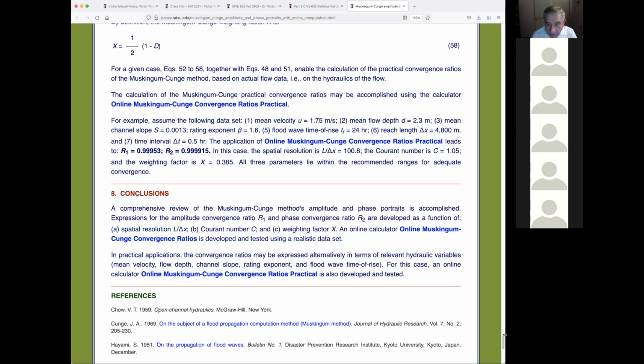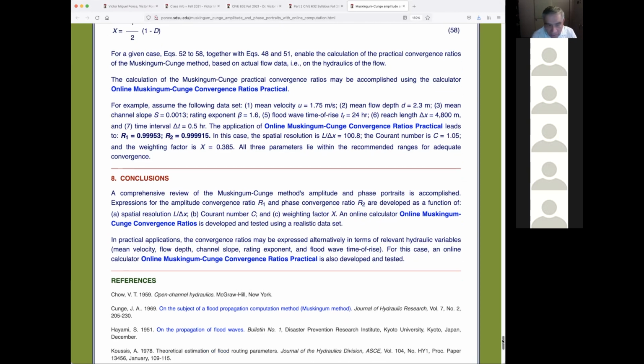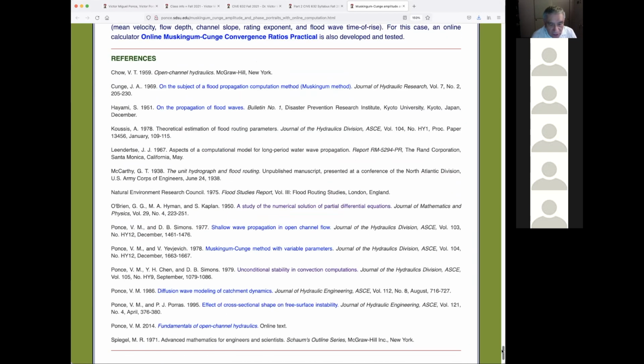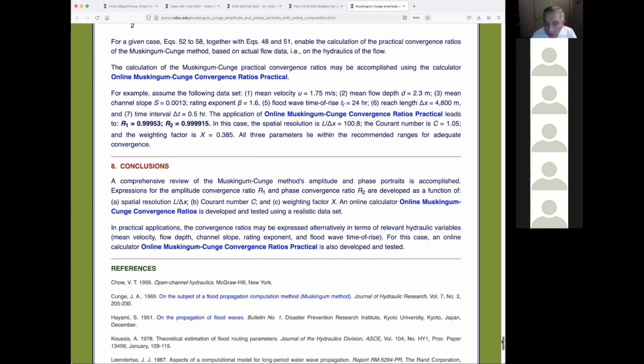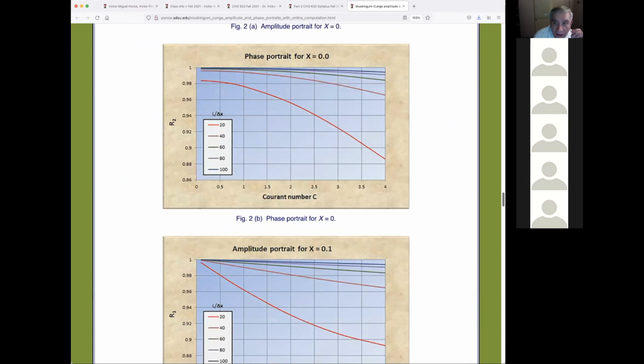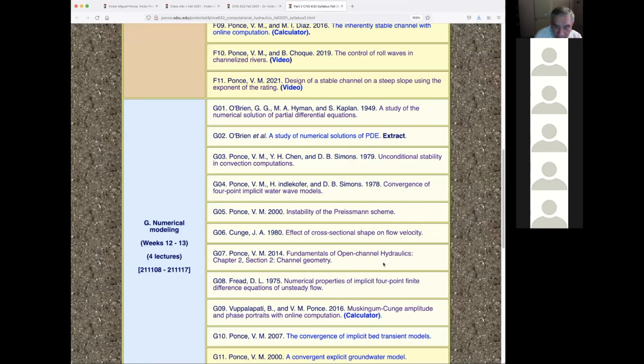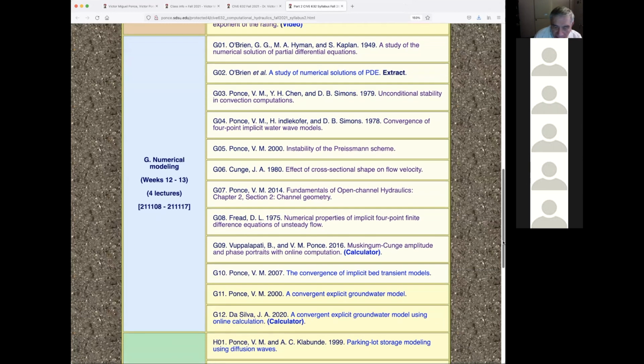And the weighting factor. Finally, we have a calculation. We have both the convergence theoretical, that means once and for all, and then the convergence practical for a specific data set for application. So with this, then, we finalize the Bhupalapati paper and its calculator.